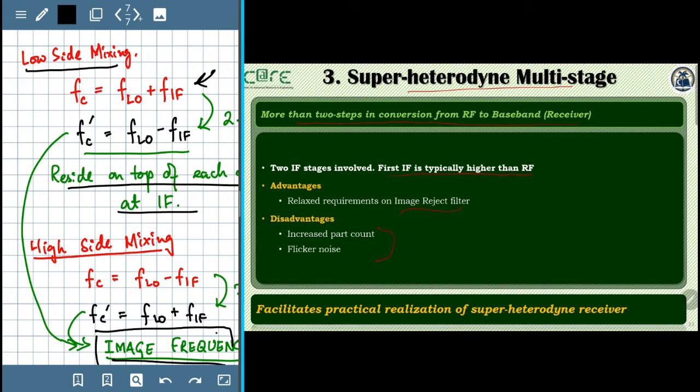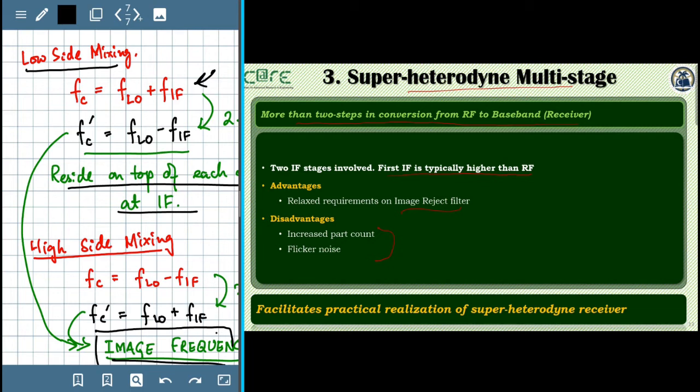Increased part count is a major issue, because as you increase the number of stages, you need a correspondingly larger number of IQ mixers or mixers. Similarly, local oscillators are increased, and the amplifiers and bandpass filters are also larger. And the second problem is common to all the architectures that we have studied so far: flicker noise. Flicker noise will be distorting the signal, especially once it is being converted to the baseband in the analog domain.